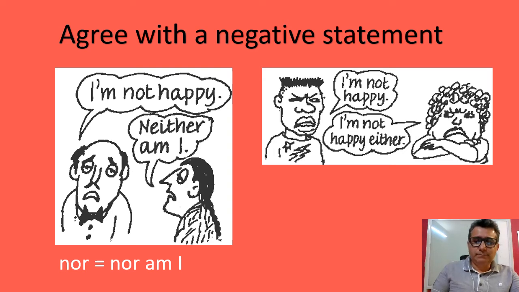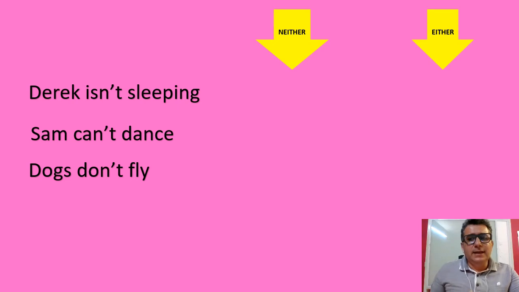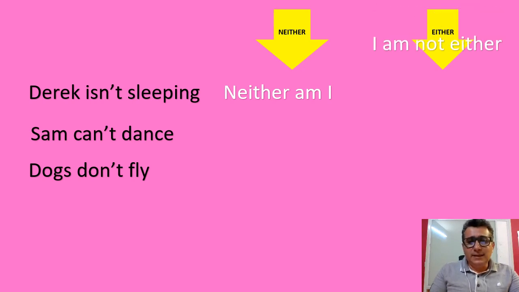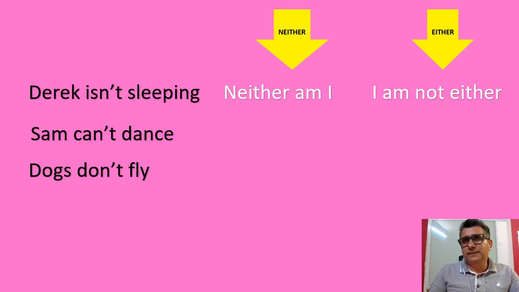It's the same. Let's take a look at these sentences in order to understand how this agreement with the negative expression functions. It is an agreement for a negative. It's a kind of funny, but it's okay. It's an American, so to speak. Okay, sentence number one. Derek isn't sleeping. Let's use neither. Neither am I. Derek isn't sleeping. I am not either.